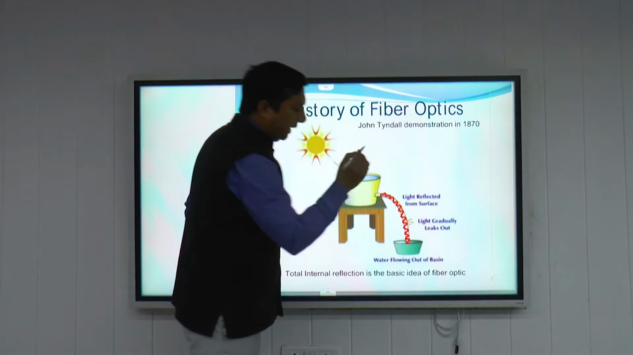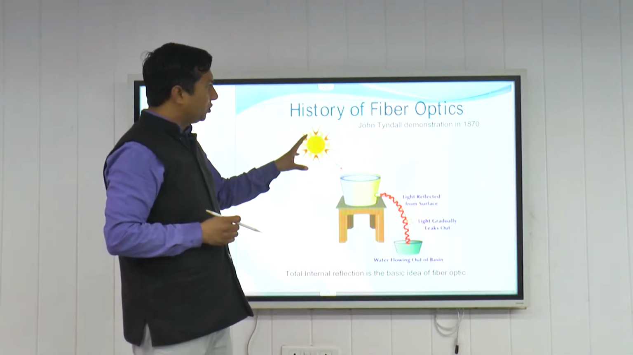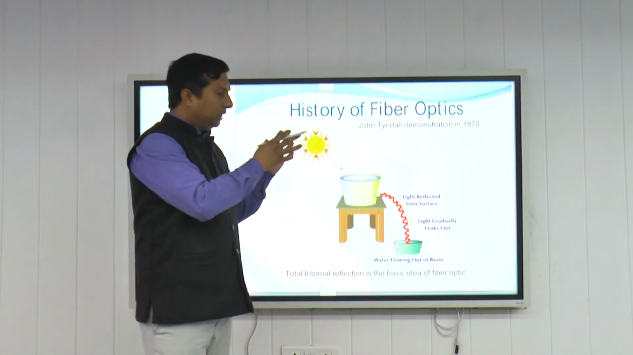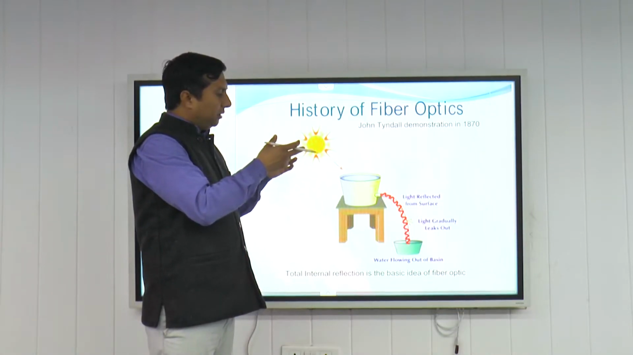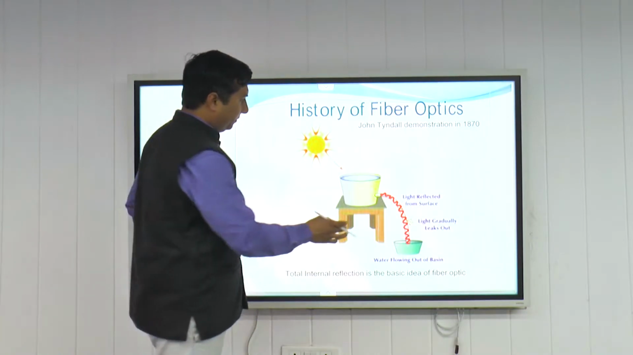After that, light will come from the second end. So this was demonstrated in 1870s, and this is known to be a basis of total internal reflection.